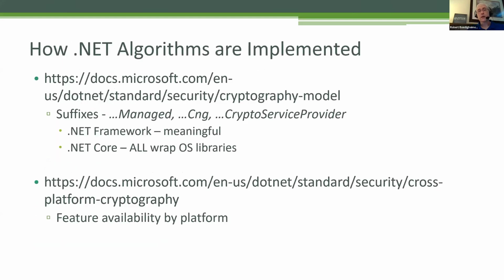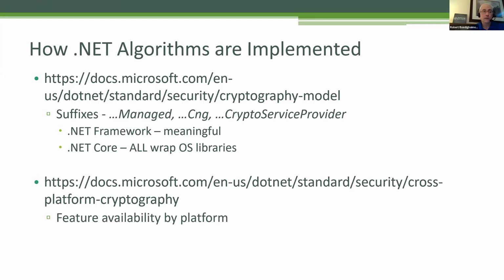I wanted to mention how .NET algorithms are implemented. As we look through the code and you look through the documentation, you'll notice that some of the classes end in suffixes. So if it ends in Managed, that means that it's written most likely in C#. If it's CNG, it just means it's a wrapper around Windows Crypto Next Generation. And if it's Crypto Service Provider, it's wrapped around the older Windows Crypto API. So I just wanted to point out in .NET, it mattered what you actually picked. Those were meaningful as I just described them.